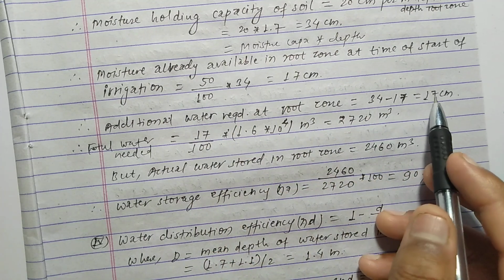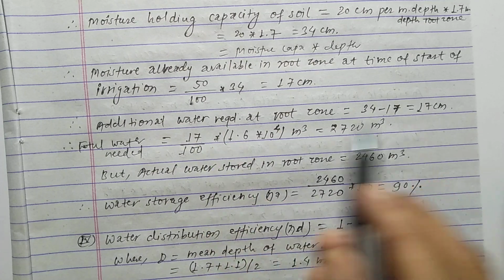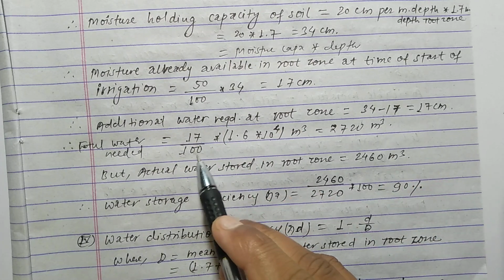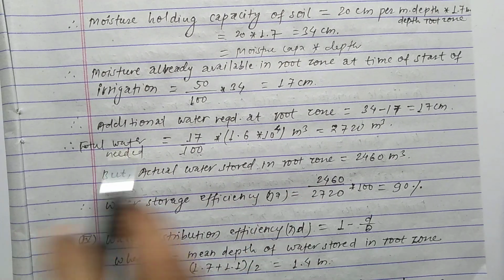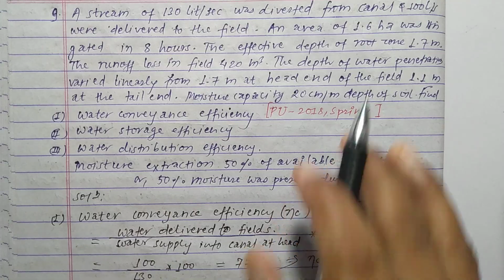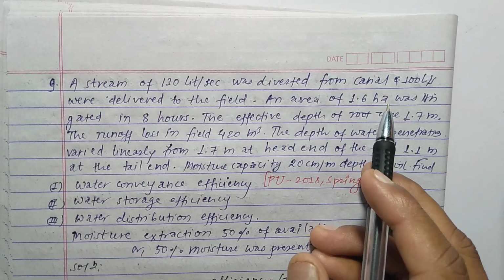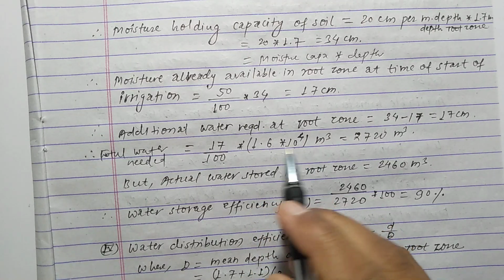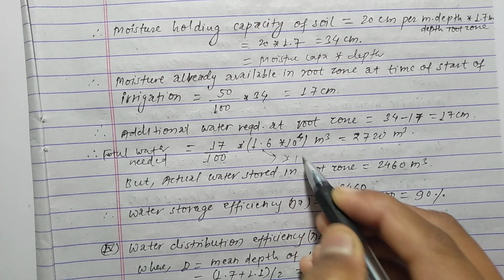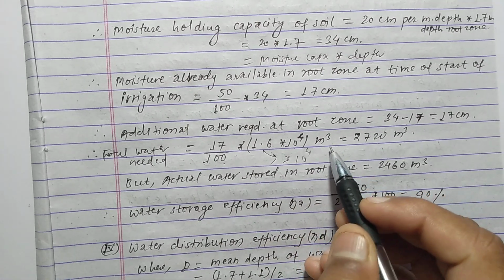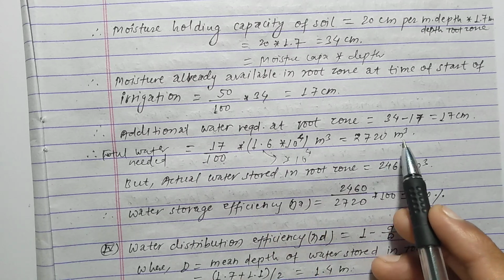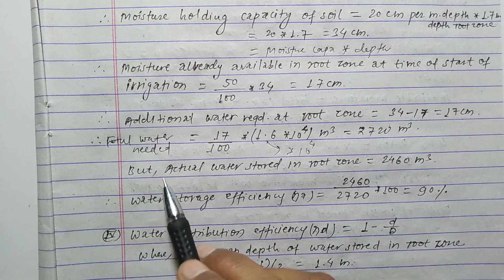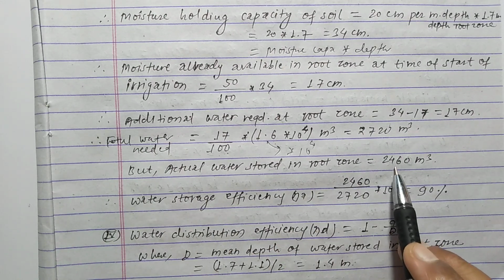We have 17 cm additional water required, and this can be converted into meters by dividing by 100, and multiplied by the area. We have already calculated this, and it is also given in the question: the total area is 1.6 hectare. So we multiply by 1.6, and since this is in hectare, we multiply by 10 to the power 4 for converting to meter square. After calculating this value we get 2720 meter cube, the total water needed. But the actual water stored in the root zone equals 2460.